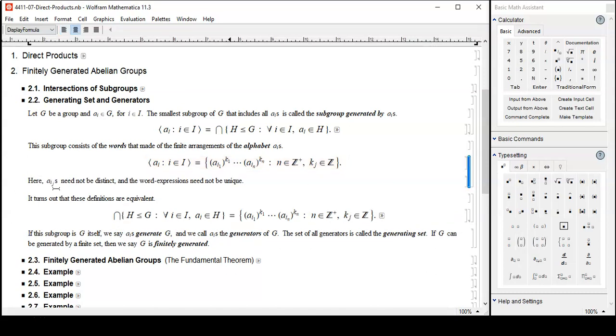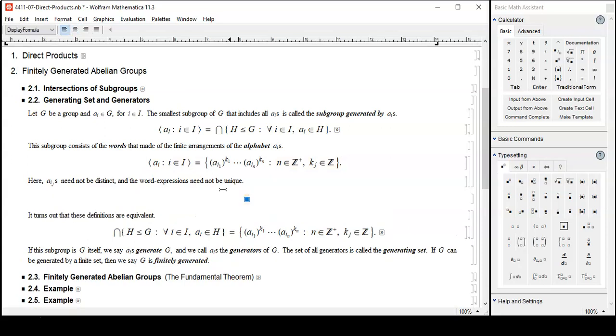One more note, these a_i need not be distinct. So a_{i1} could be a_14, and a_{i2} could be a_17, and a_{i3} can be a_14 again, and a_{i4} can be a_2, kind of like that. And then in the end, a_{i5000} could be a_14 again, whatever, and then all those powers. And then the word expression need not be unique. You see, this expression and some other expression may end up being the same.